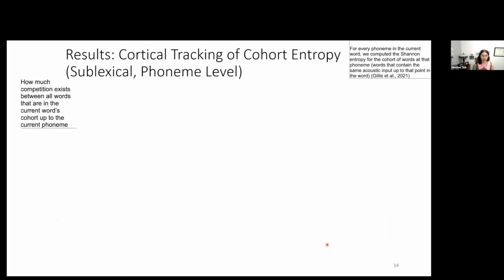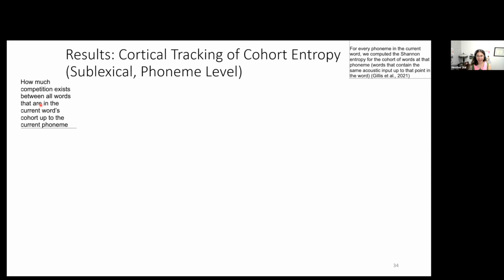So for cohort entropy, what this model is believed to reflect is how much competition exists between all of the words that are in the current word's cohort up to the current phoneme. And so the cohort reflects all of the words that share that same acoustic input up to the current phoneme. And it's argued to reflect some sort of sublexical phoneme or phonological level processing.